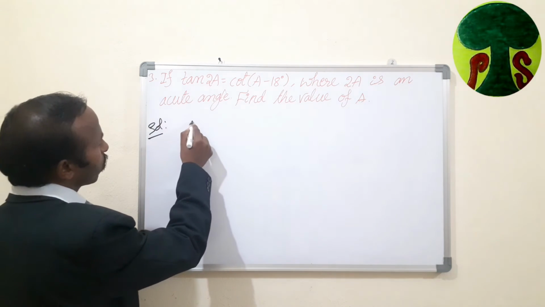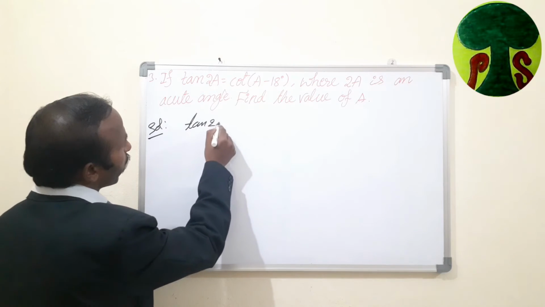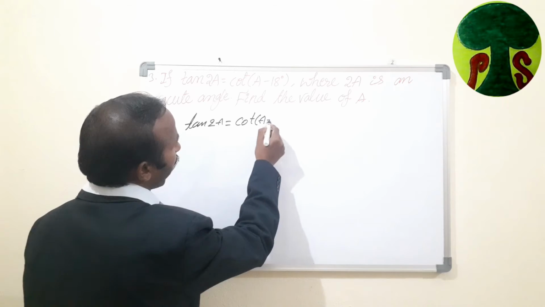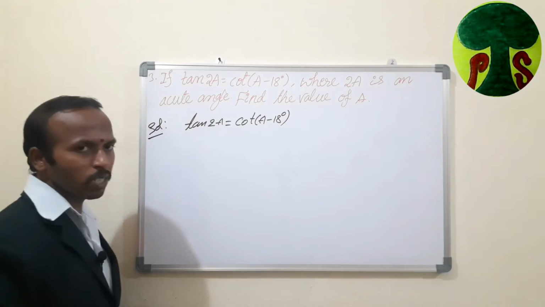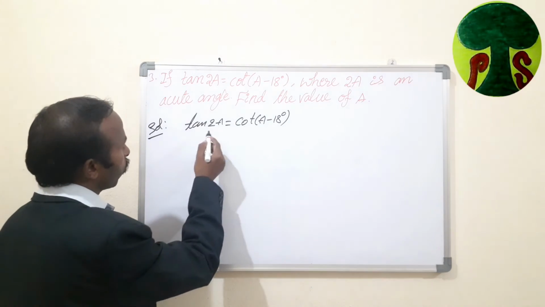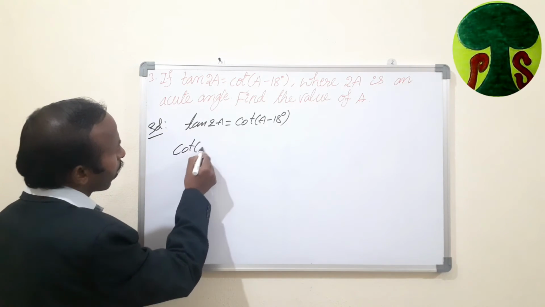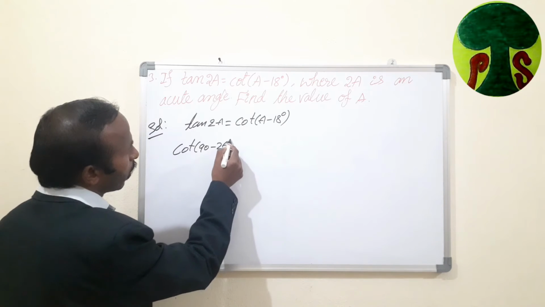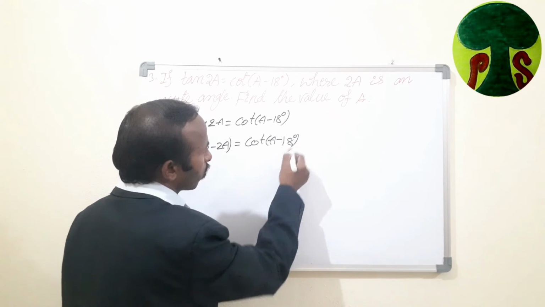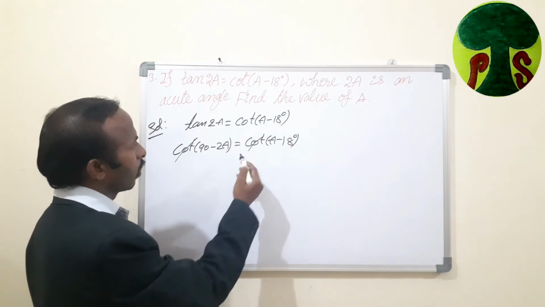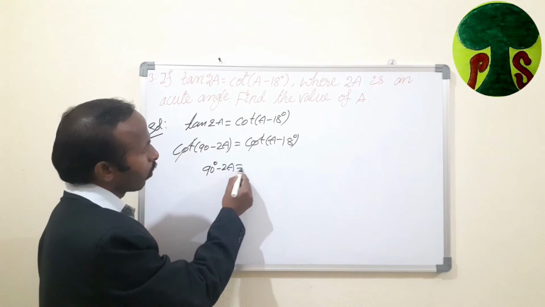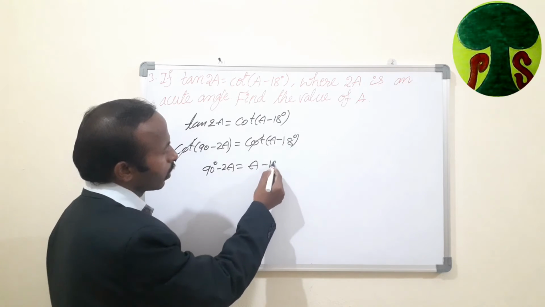The given data is tan 2a equal to cot of a minus 18 degrees. Now try to express both ratios in the same form. So I am writing tan 2a in terms of cot of 90 minus 2a, equal to cot of a minus 18 degrees. Now cot gets cancelled, remaining is 90 degrees minus 2a equal to a minus 18 degrees.